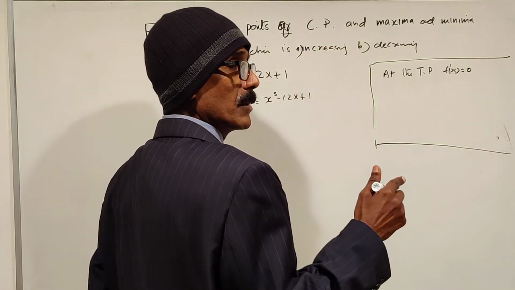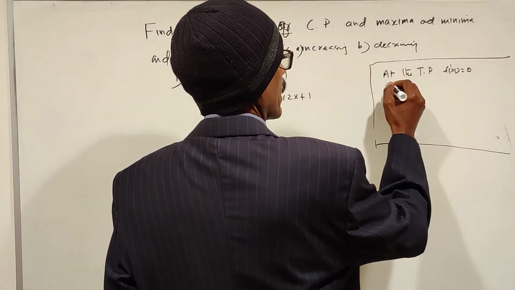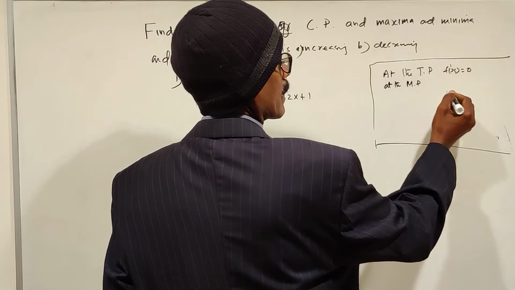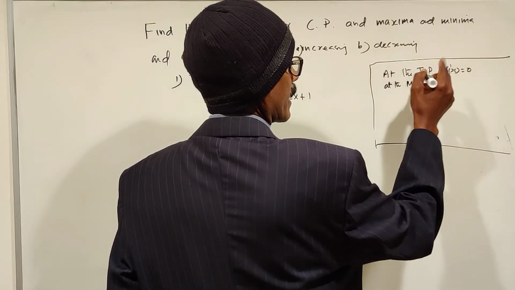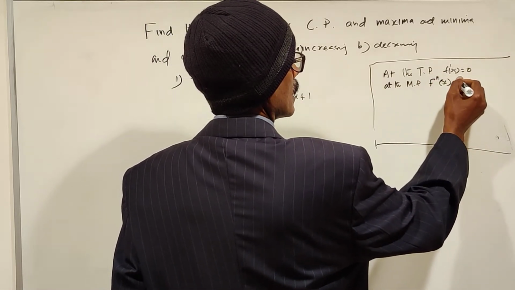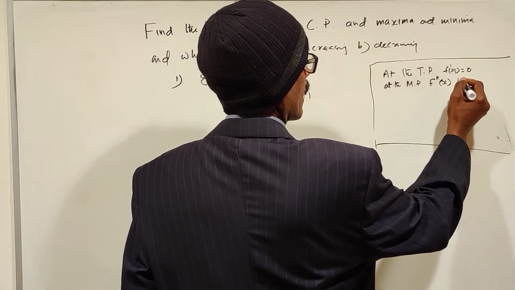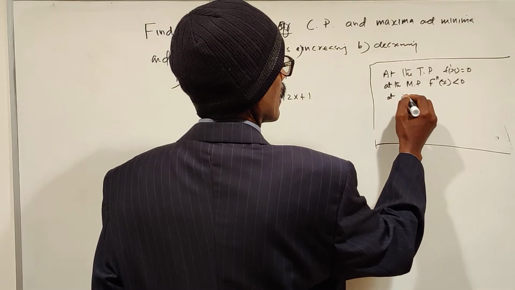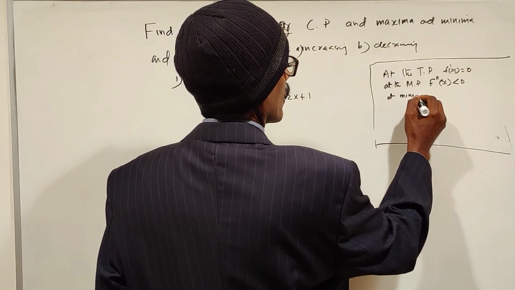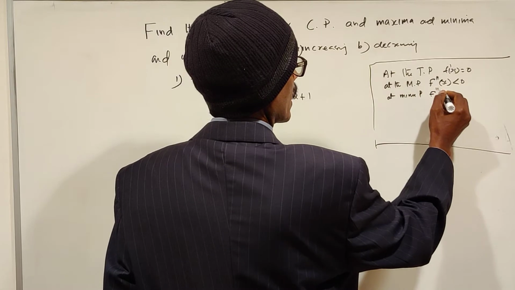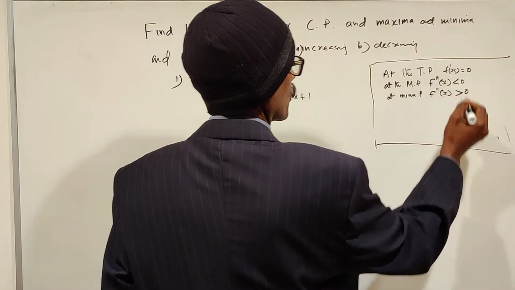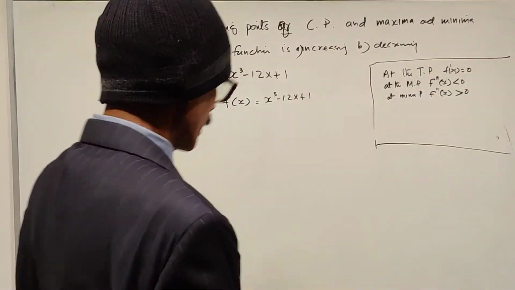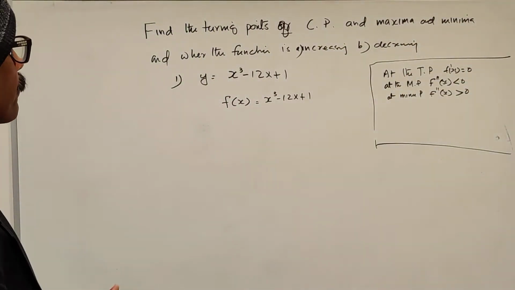How can you find out the maxima and minima? At the maximum point, f double dash x, the second derivative, is negative, less than 0. At the minimum point, f double dash x is greater than 0, positive. Minimum point positive, maximum point negative.